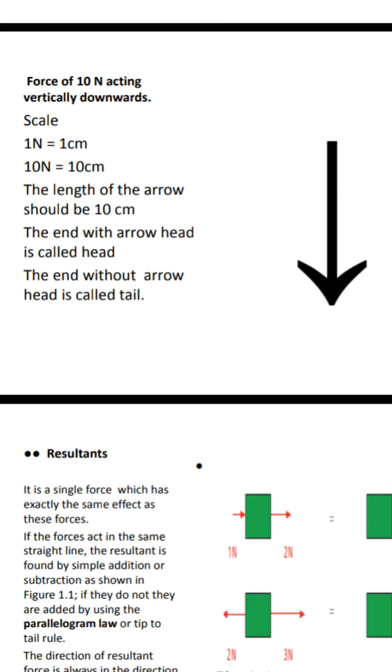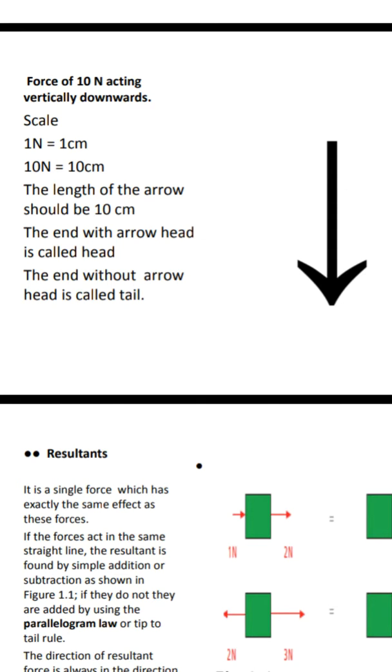In order to represent this force, we're going to draw a line with the arrowhead at one end of the line. In order to draw this line, first we will select a scale. The scale is 1 Newton is equivalent to 1 centimeter. So 10 Newton will be equivalent to 10 centimeter.